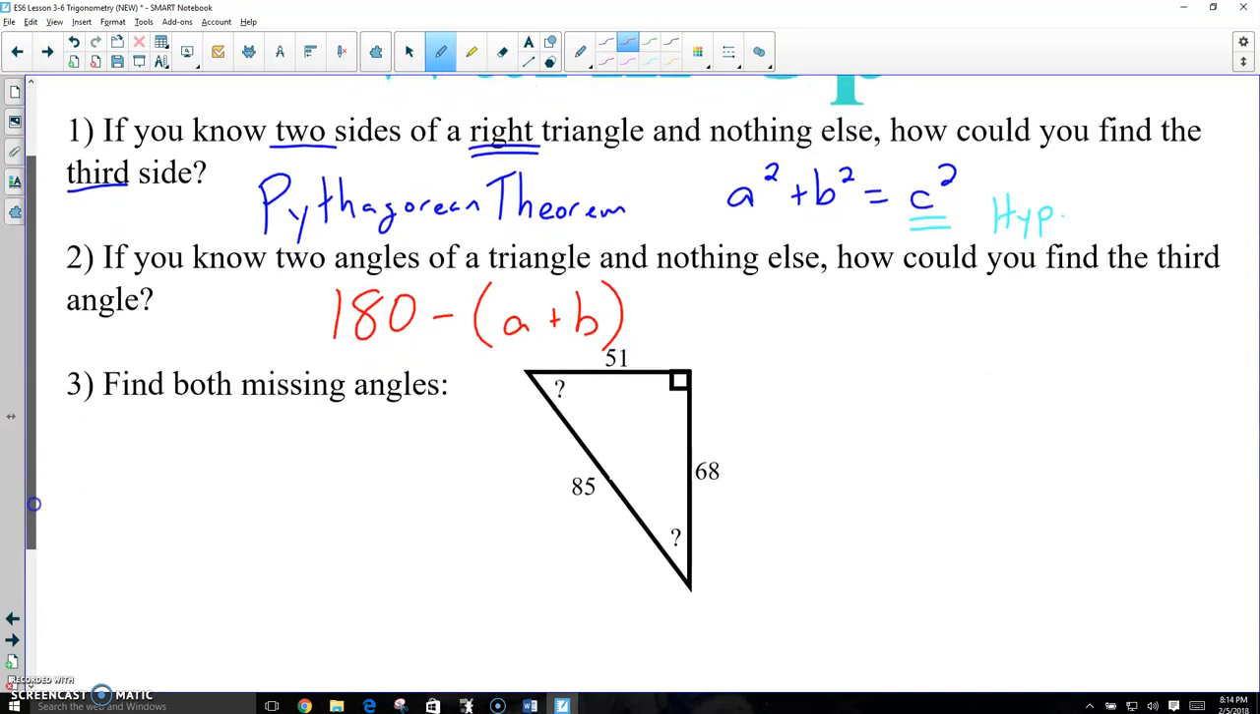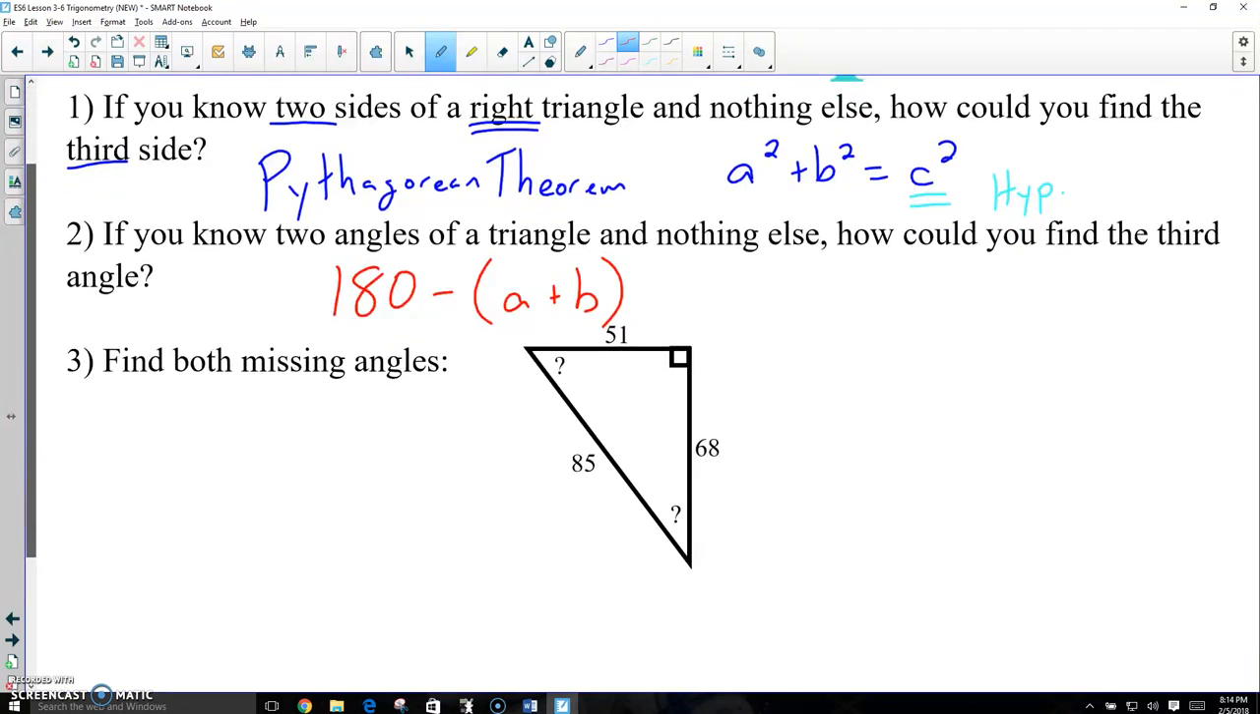On number three, find both missing angles. So here we have three side lengths. Since it's a right triangle, we know we can use SOHCAHTOA.